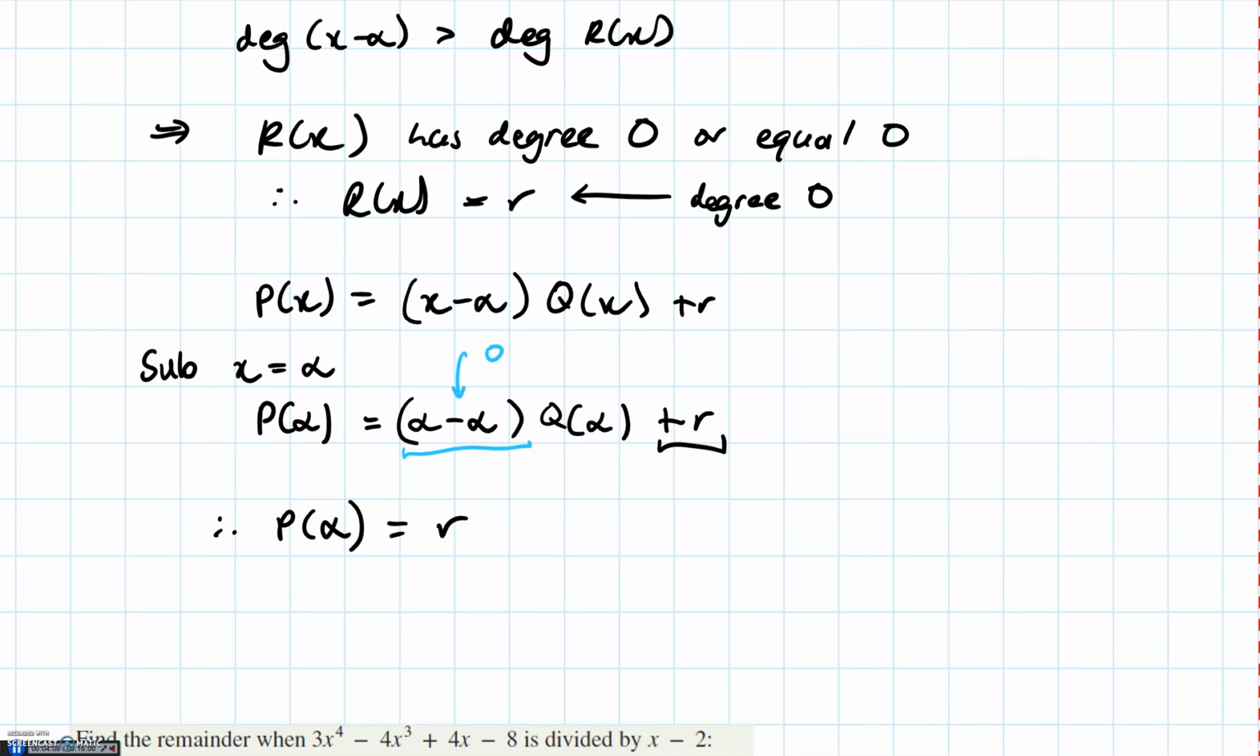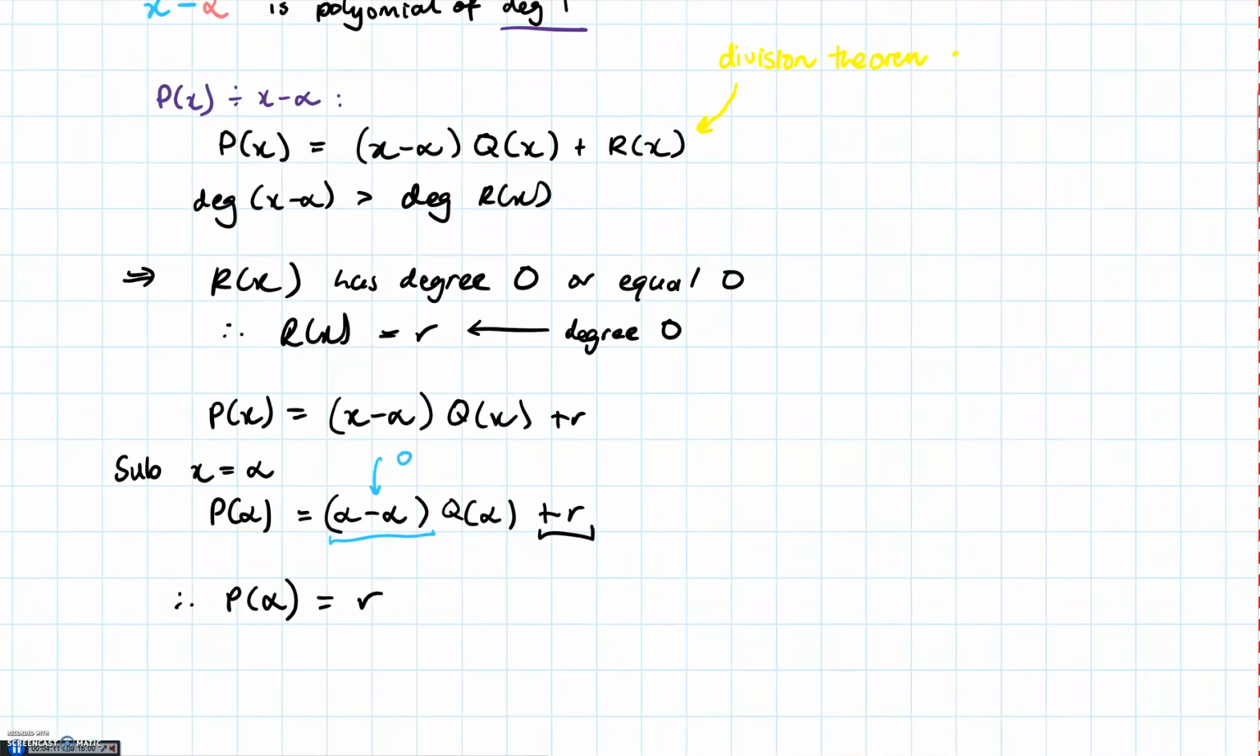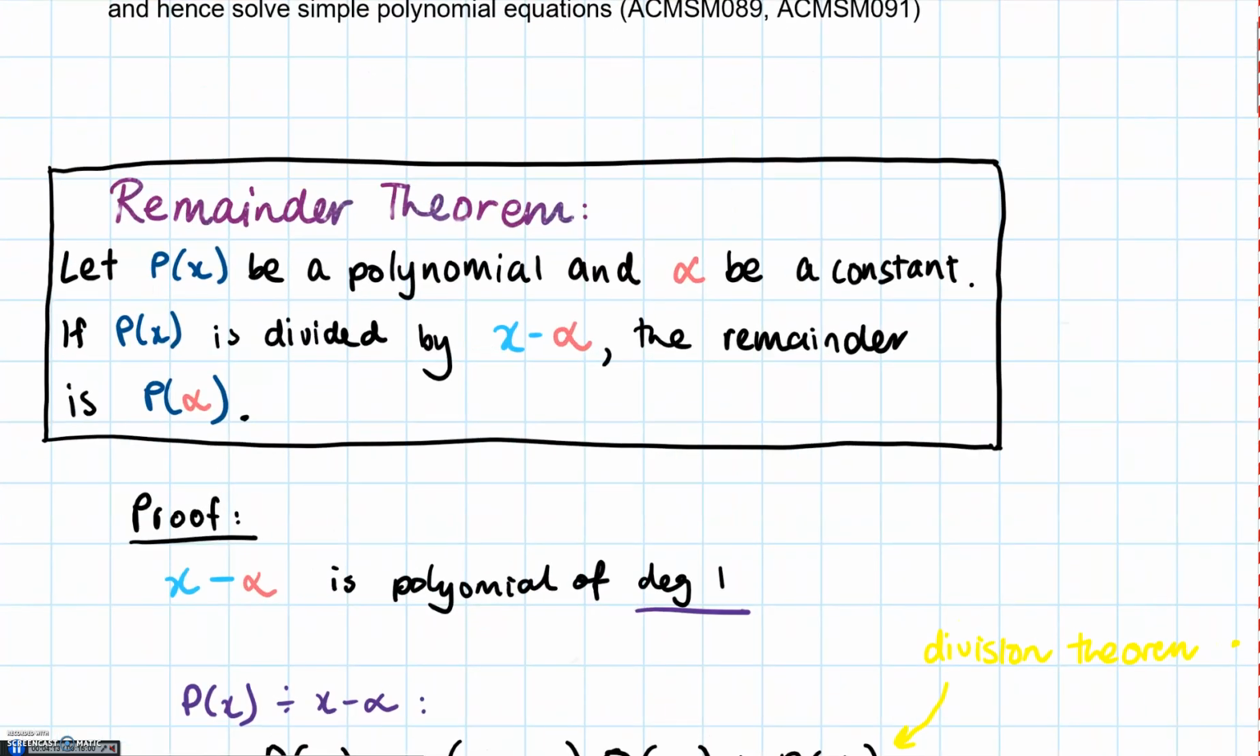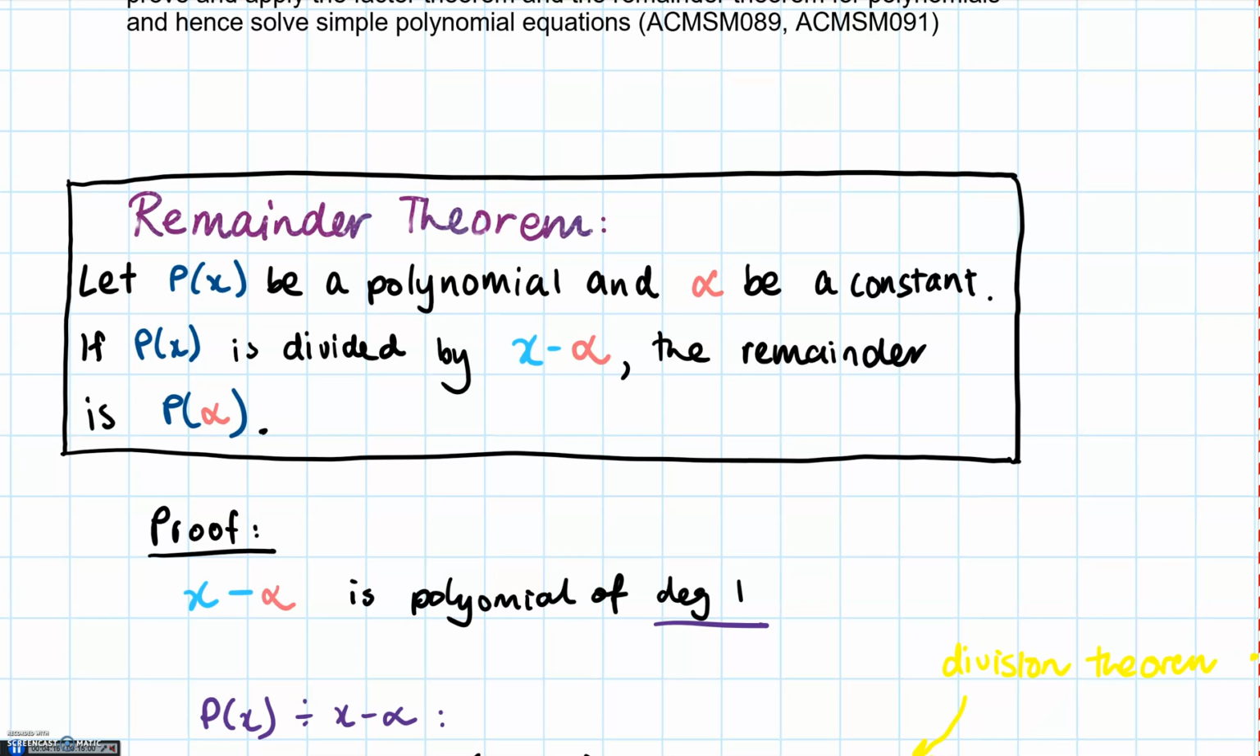So, just to sum up, what the remainder theorem tells me is that if I substitute alpha into my polynomial, that result will be the remainder when I divide by x minus alpha.